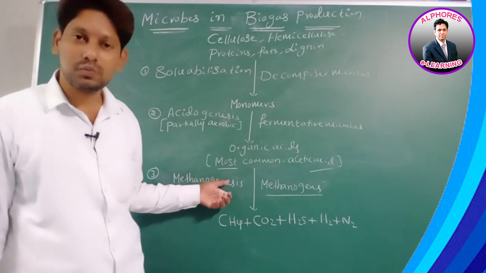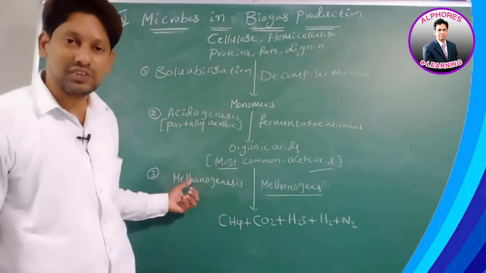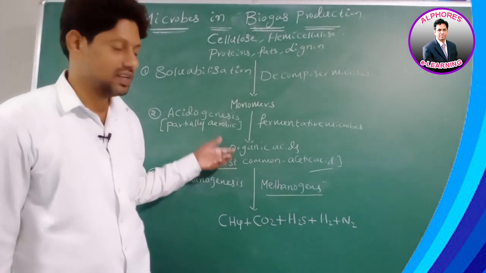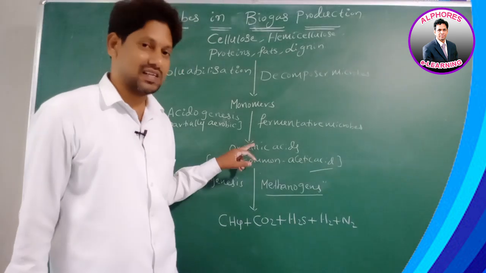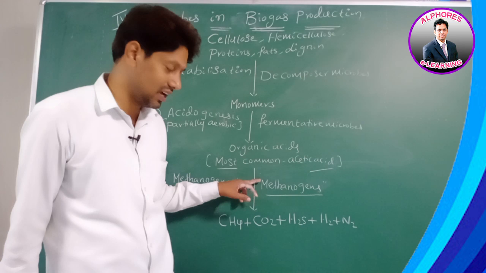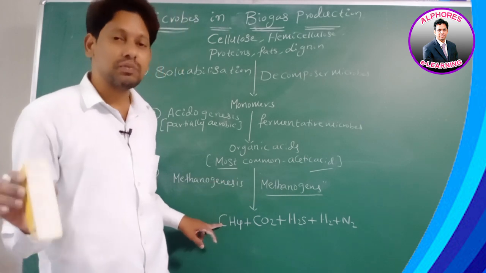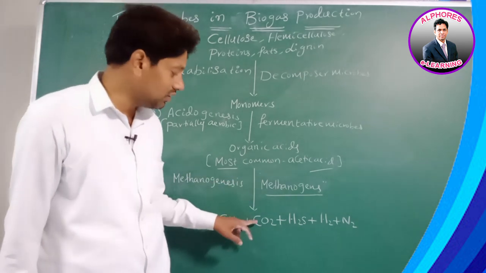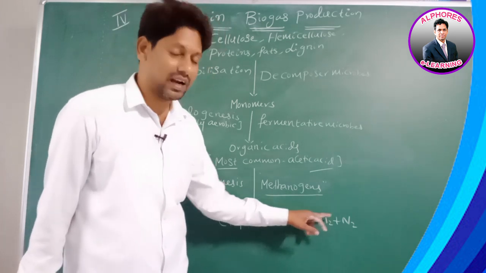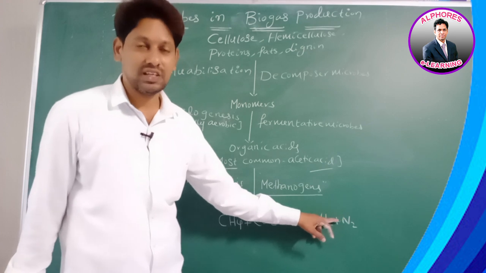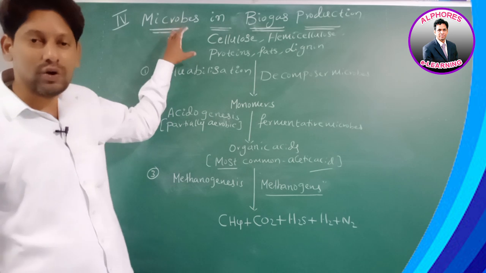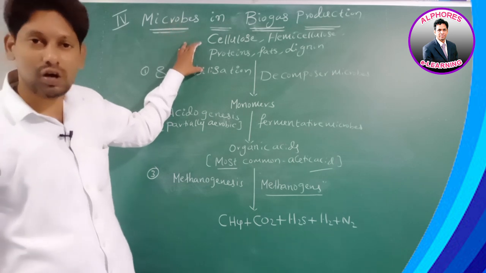What is the third step? Methanogenesis. Genesis means production. Production of which gas? Methane gas, from organic acids. Therefore, when organic acids undergo methanogenesis with the help of methanogens, methane gas is produced, along with carbon dioxide, hydrogen sulfide, hydrogen and nitrogen. Are these statements clear? Is it okay?